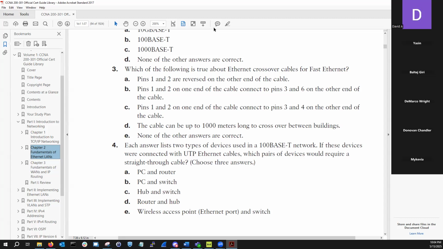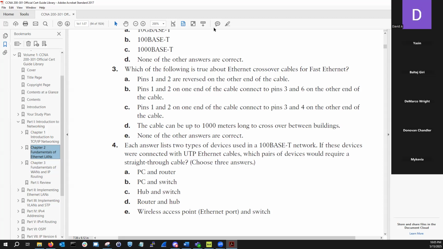I need three answers though. So with auto MDIX, they will transmit on 1 and 2 and receive on 3 and 6. For all of them. It's kind of confusing me now because, to be honest, I forgot all about auto MDIX with that technology.